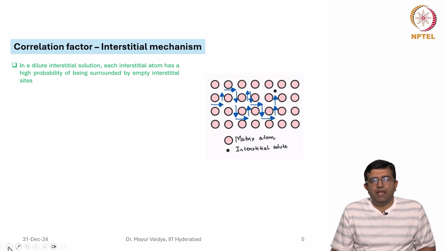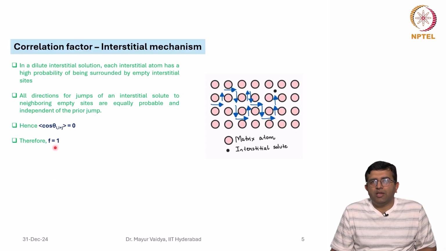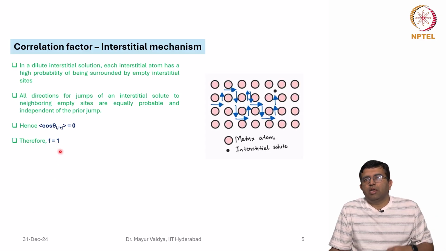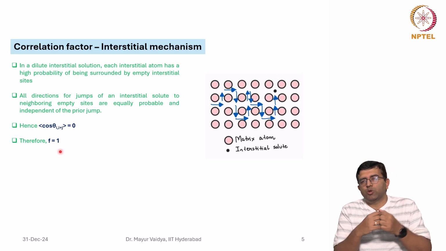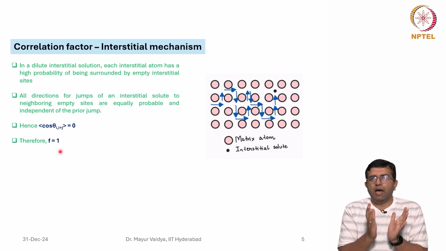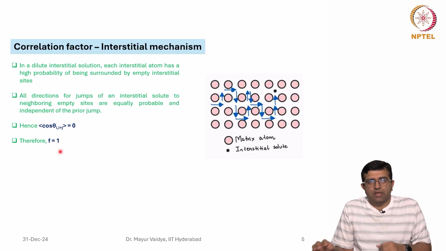And therefore, all directions for the jumps to the neighboring empty sites are equally probable and independent of the prior jump. And therefore, the average of cos theta i,i+j in this case is equal to 0. And in this case, therefore, the correlation factor is equal to 1, because here the solution is a dilute interstitial solution. So the solute has a high probability of finding vacant interstitial sites around itself.